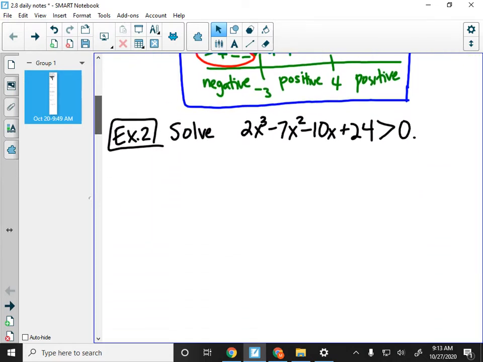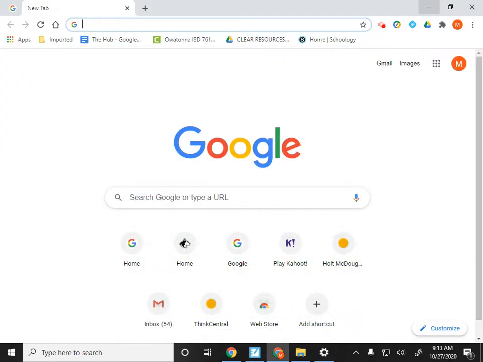Okay, then I've got this. 2x cubed minus 7x squared minus 10x plus 24. This one is not in factored form. I can't factor it to get it into factored form. So what I am going to do is I am going to try and graph this. So I need to bring up my graphing calculator.